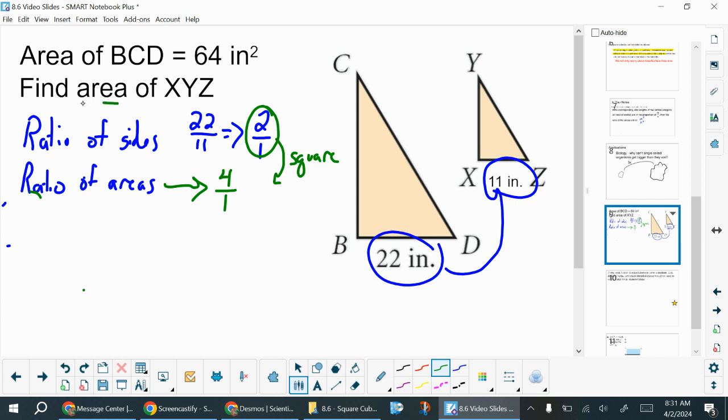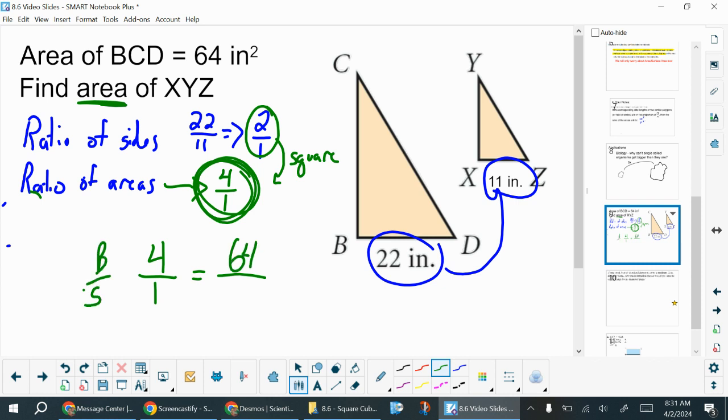And so since I'm finding the area, I know I'm using the area ratio. So I'm going to write a proportion. 4 over 1 equals, this is the ratio of my area. I know it's in that ratio. This one's going to be the actual areas. So 64 is the area of the big one because I'm doing big over small here. And I don't know the area of the small one, so I'll do x.